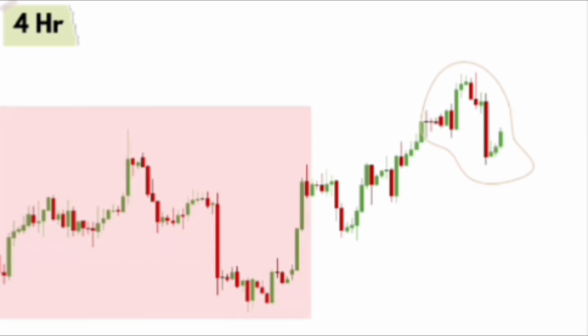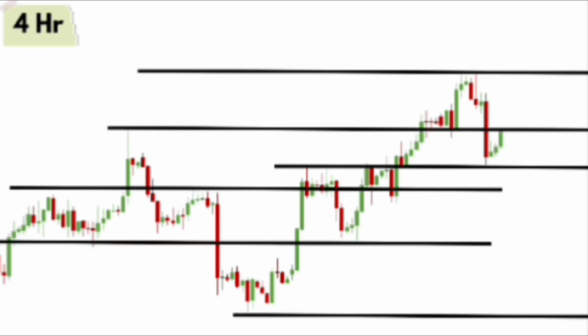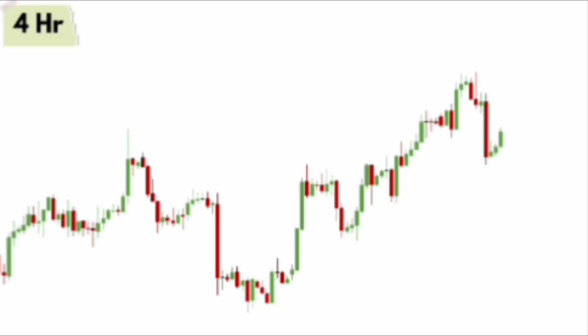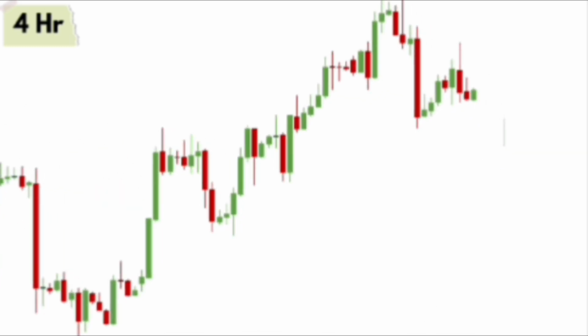On the 4-hour chart, we can clearly see that the market is still in a strong uptrend, and the price is currently consolidating. The first thing we'll do is mark the high of the consolidation zone, followed by the low of the consolidation zone. After drawing these two levels, we'll simply wait. We'll allow the market to decide its next direction. At this stage, the market can either continue its uptrend or reverse and move lower. If I were trading this setup live, I would wait for a 4-hour candle to close outside either of these levels before deciding whether to buy or sell.